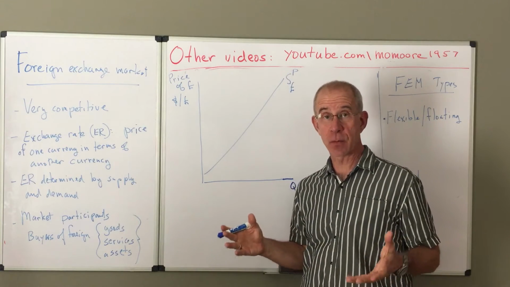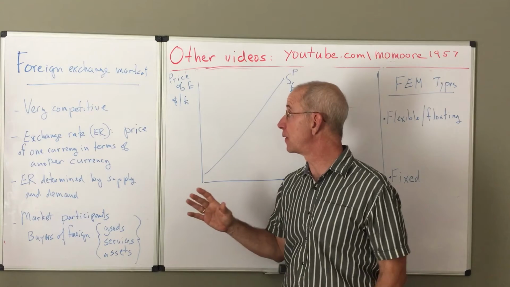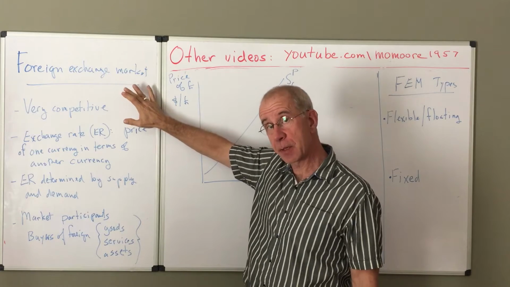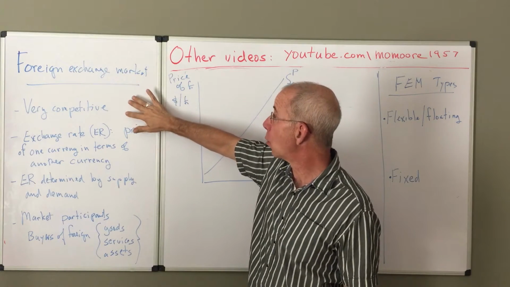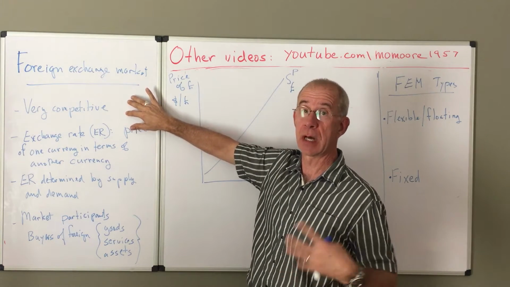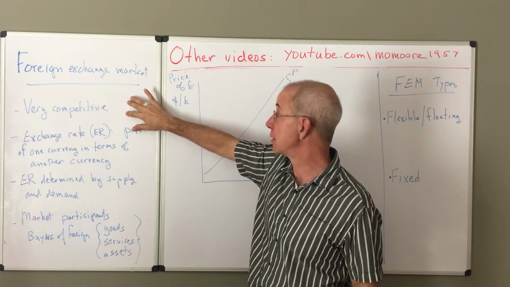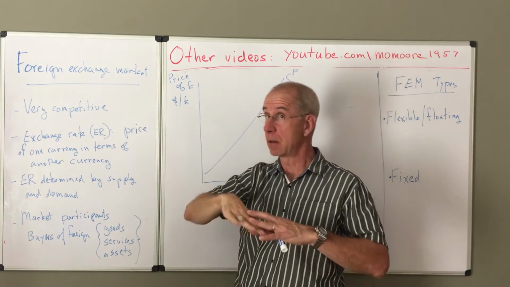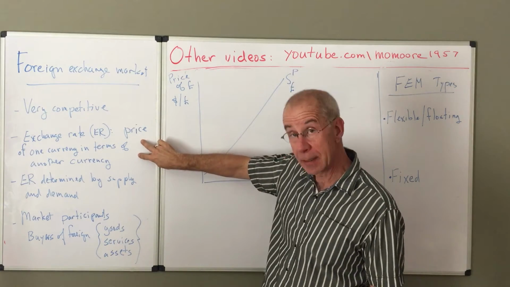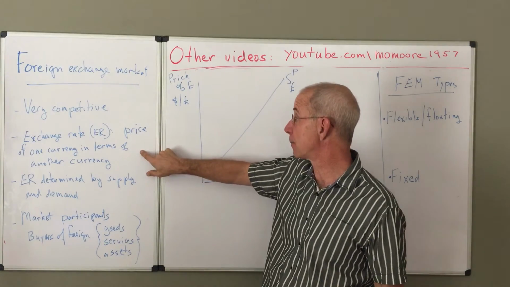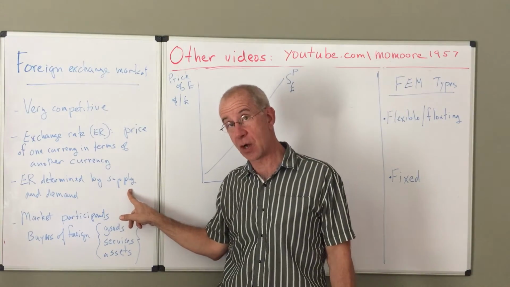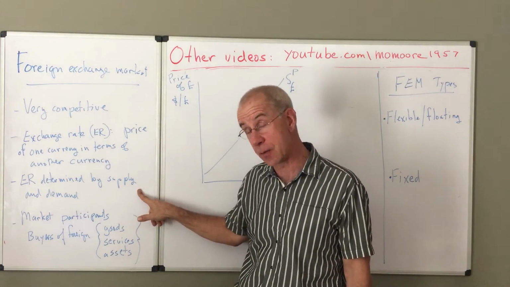So I'd like to continue the discussion about foreign exchange markets in this video. If you recall, when we talked about the foreign exchange market, we had a couple of important points that we noted. One, it's a very competitive market with literally billions of dollars, even trillions across all currencies traded every day. So it's lots of participants, lots of volume. The exchange rate, the price in that foreign exchange market, is the price of one currency in terms of another. That exchange rate is determined by the interaction of supply and demand, like other markets.